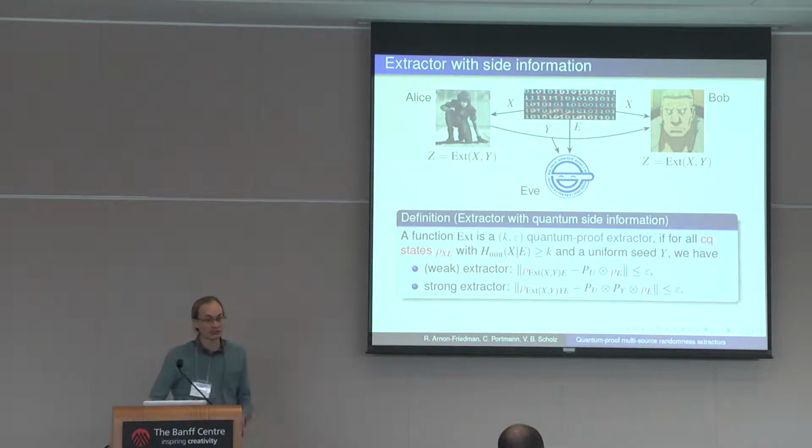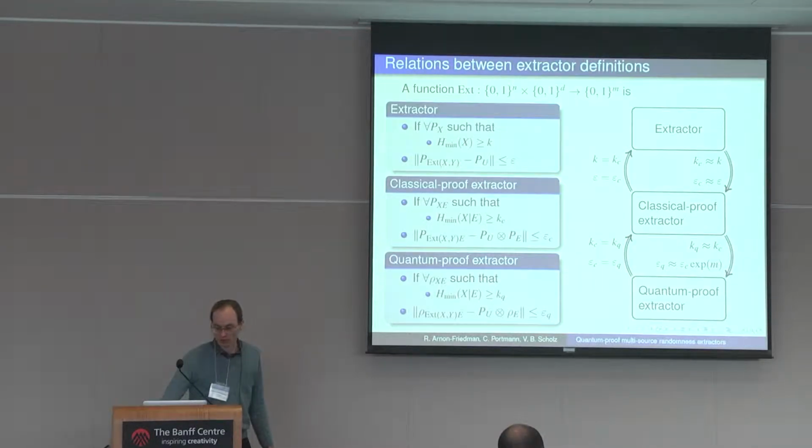So now I've just shown you 3 definitions of extractors. So of course you might be wondering what's the relation between these definitions. I've just quickly summarized them here in the weak case. And of course a quantum proof extractor is also a classical proof extractor, because it includes classical side information as the special case. And a classical proof extractor is, of course, an extractor, because it covers the trivial case where there's no E. What's interesting is the bounds going in the other way. Now, it turns out that an extractor is also a classical proof extractor with very similar parameters. They're just minor changes here.